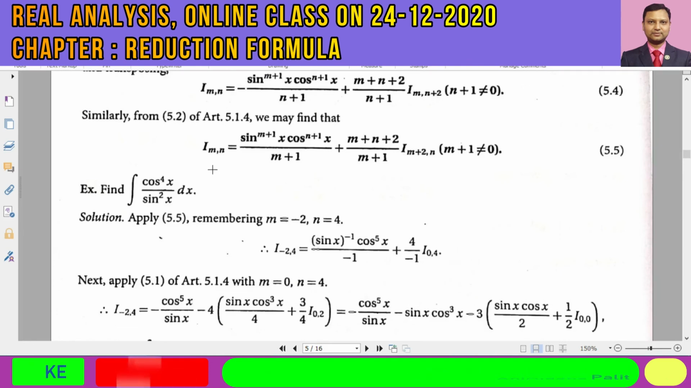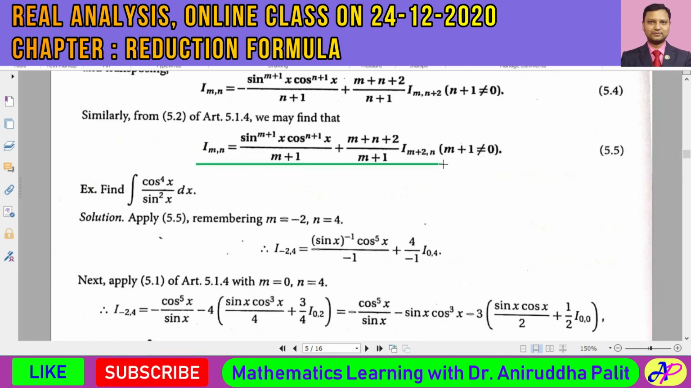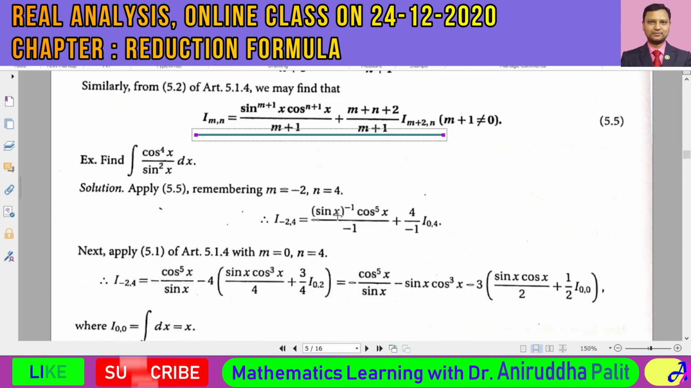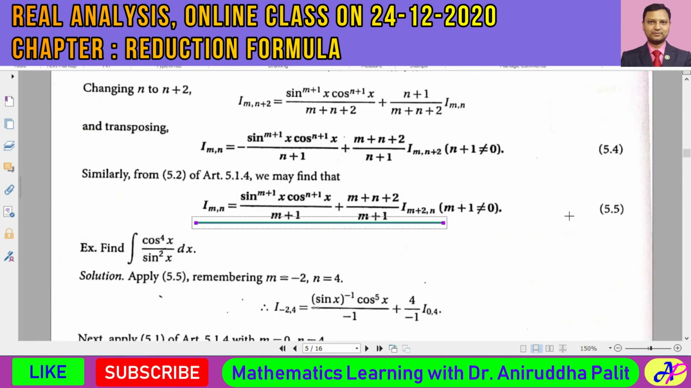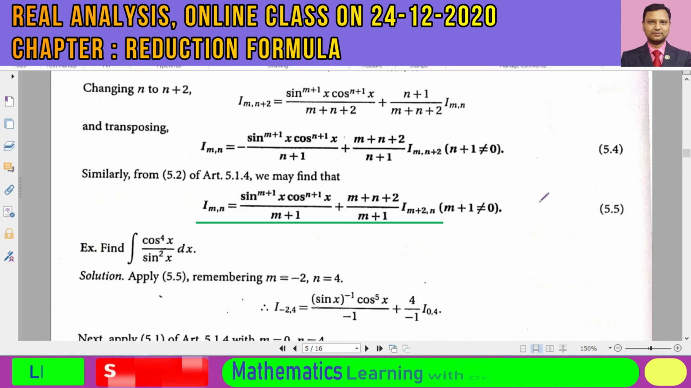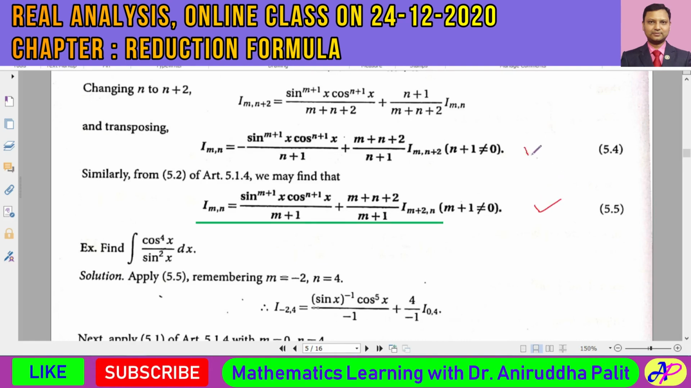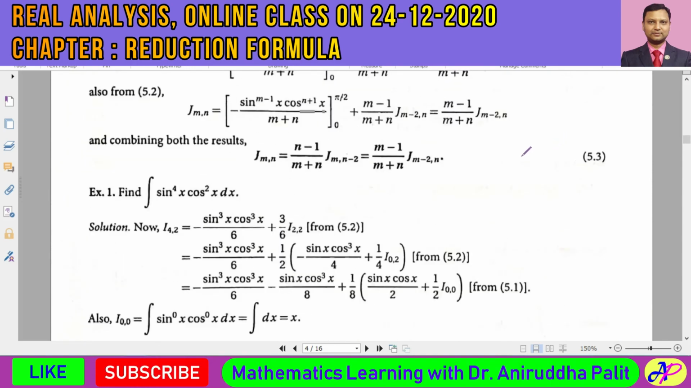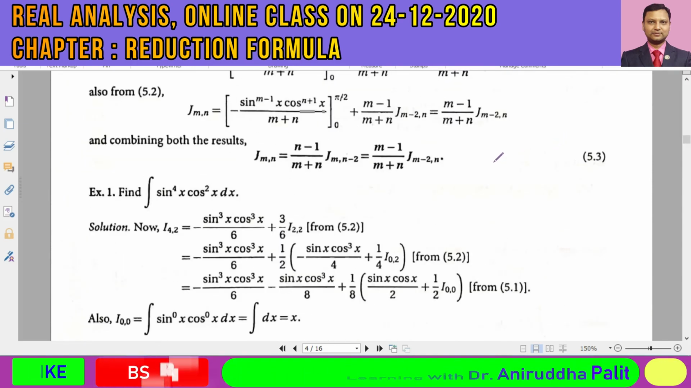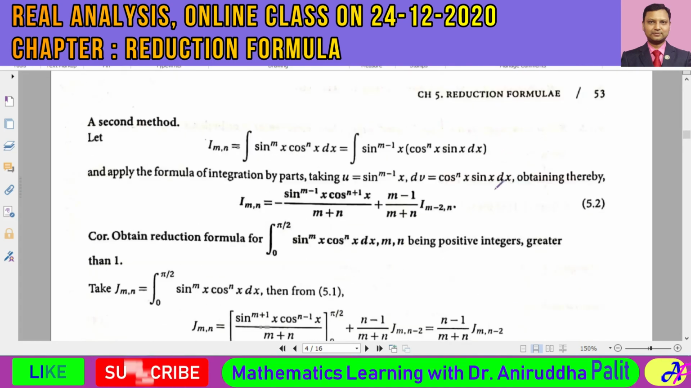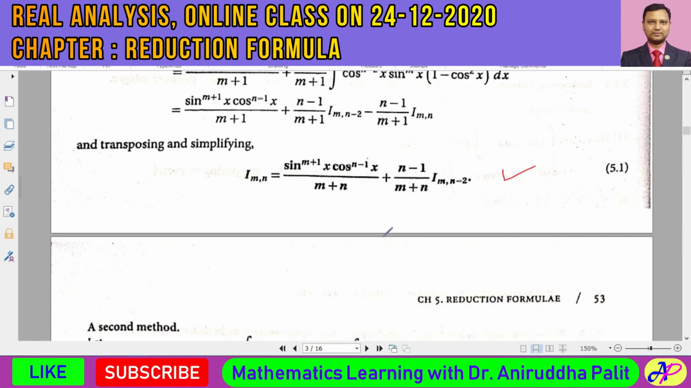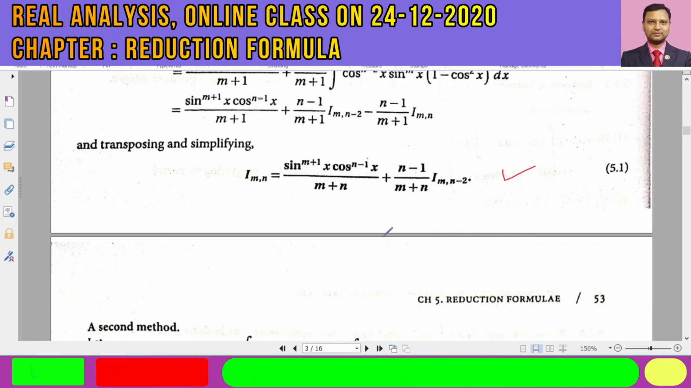In exams you will get this kind of reduction formula directly. So please practice this formula, formula number 5.5, this formula number 5.4, and then in the previous deduction, formula 5.2, and one more formula, 5.1. These are all formulas for indefinite integrals.